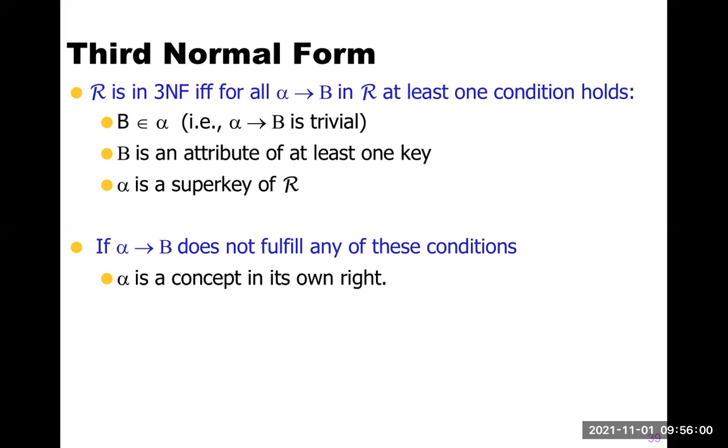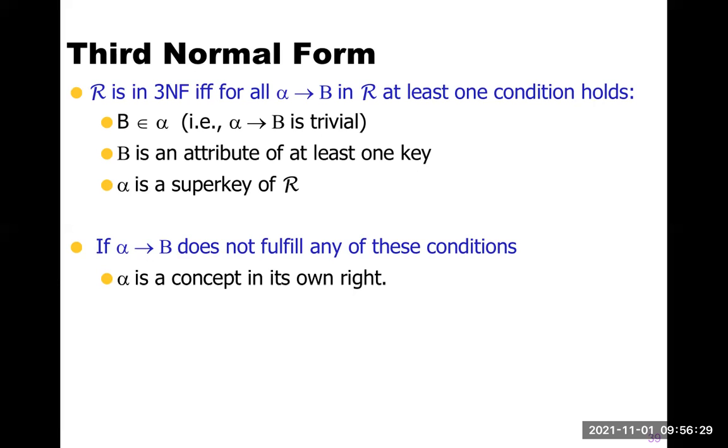So what does it mean, super key? That means that every column depends on alpha. That's the definition. And the last thing is the main thing. And that means that I can't have a column, let's say C, I can't have a dependency C arrow D, and C is not a key of the relation.